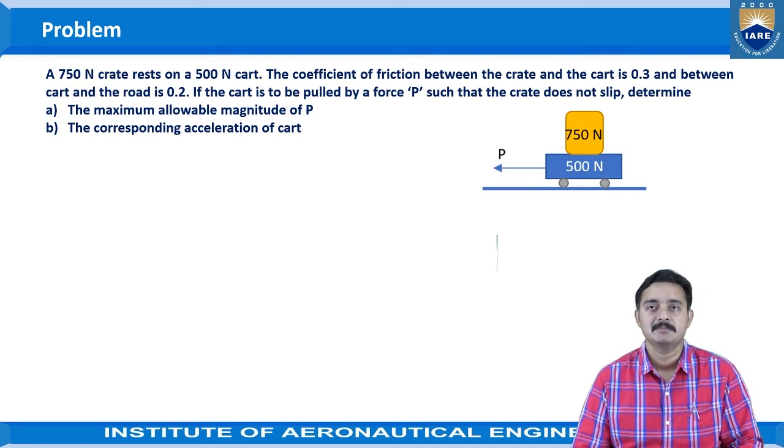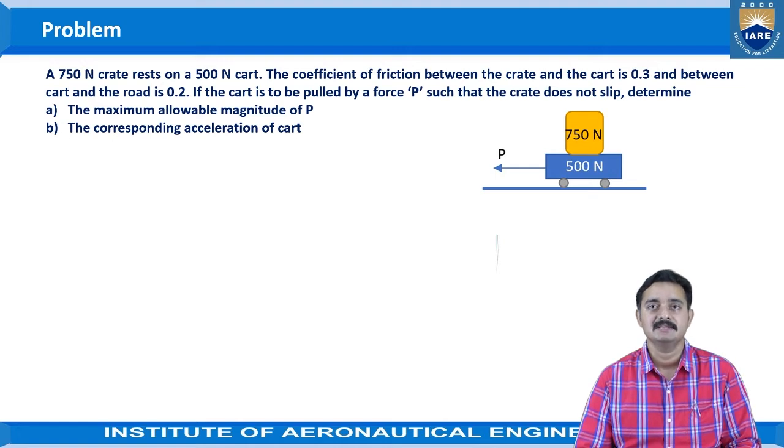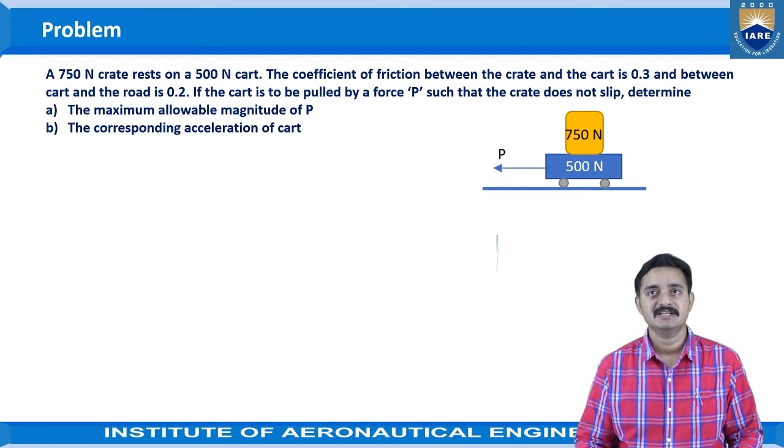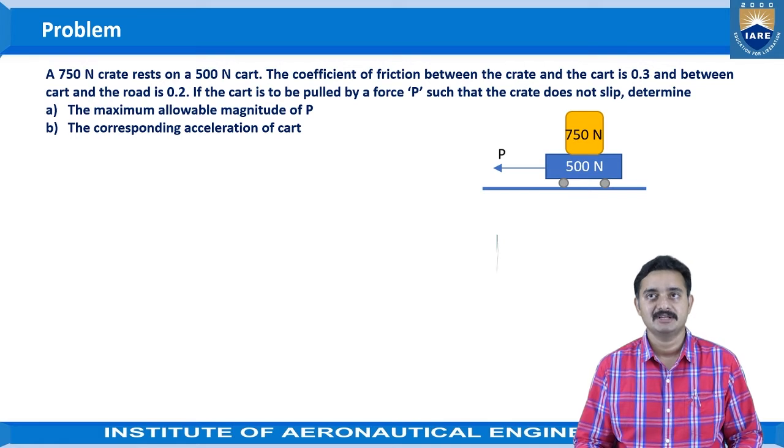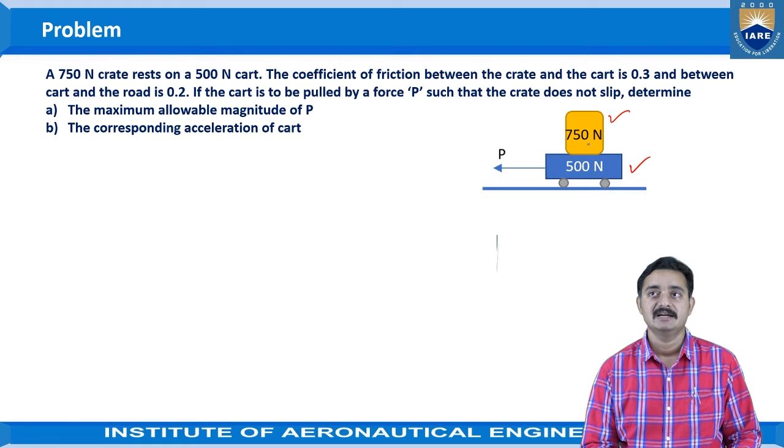Now let us do the problem on D'Alembert's principle, which is involved in the equilibrium condition of the bodies in the system. So the question given is, a 750 Newton crate rests on a 500 Newton cart. The coefficient of friction between the crate and the cart is 0.3. Here you can observe this is the crate and this is the cart, and there is the coefficient of friction between the crate and the cart. That means there is friction prevailing between the two bodies.